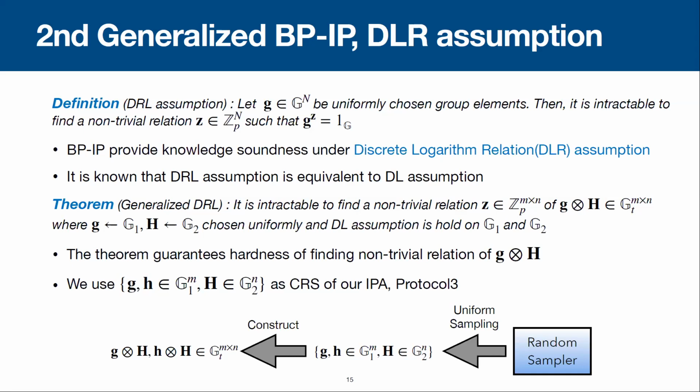to prove soundness of our protocol. The theorem guarantees hardness of finding a non-trivial relation of G times H, which guarantees the soundness of our protocol. Then we use small g and h and large H as the CRS of our IPA protocol 3.